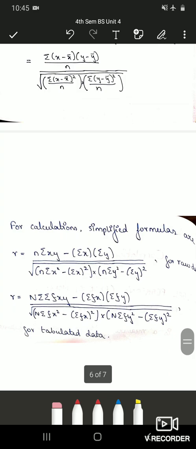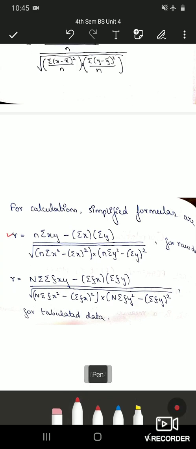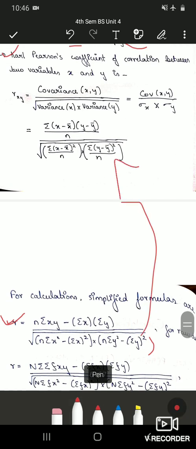But for calculations you can use the simplified formula. In 90% of cases we use this formula, which is very easy to calculate. So r, that is the coefficient of correlation, is n into summation xy minus summation x into summation y, divided by square root of n into summation x square minus summation x the whole square, into n summation y square minus summation y whole square. There is another bracket, and this is for raw data. This formula is derived from the earlier formula.